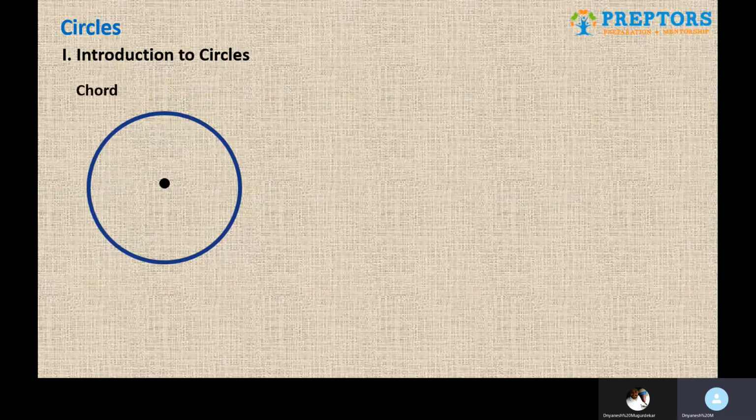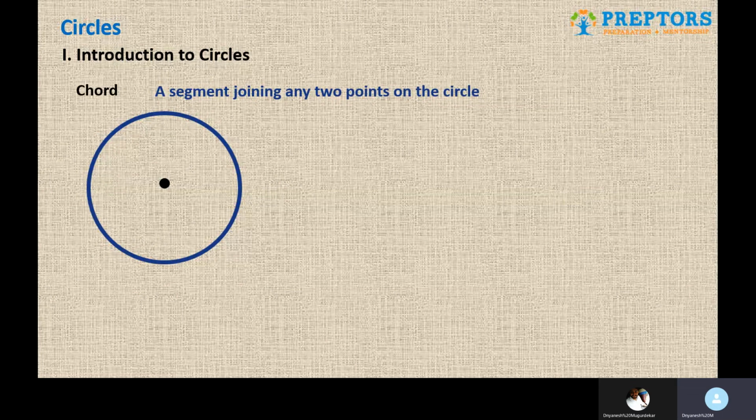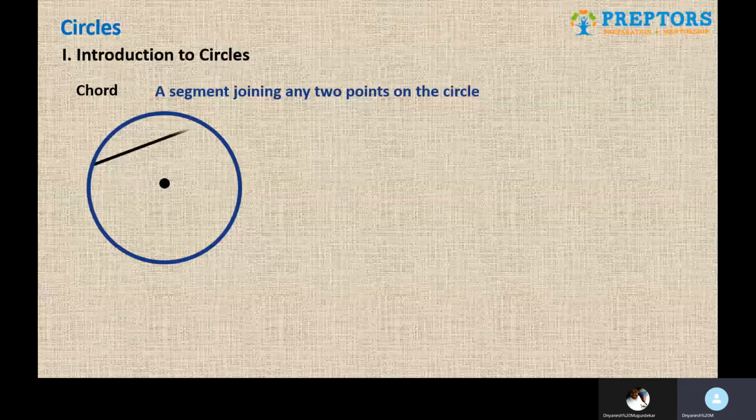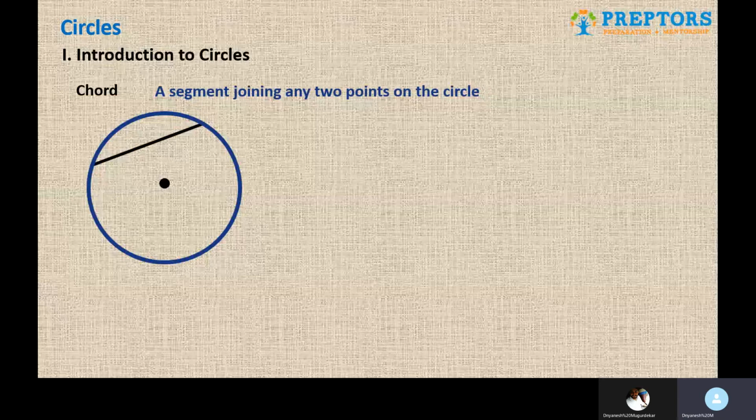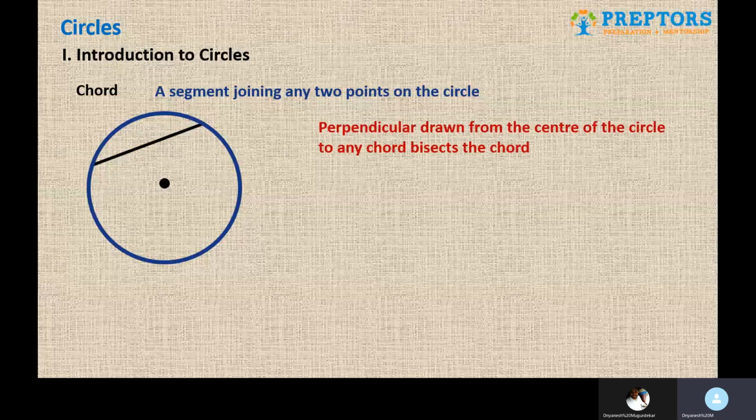Then there is something called as chord. Chord is a segment joining any 2 points on the circle. That is called as chord. So the difference between secant and chord is that secant is a line, whereas chord is a fixed distance. It's a segment basically. Let's study the properties of chord. The first one, perpendicular drawn from the center of the circle to any chord will bisect the chord. So you drop a perpendicular, it will divide the chord into two equal parts.